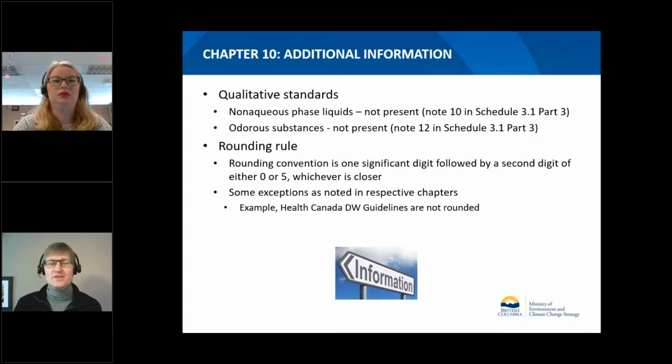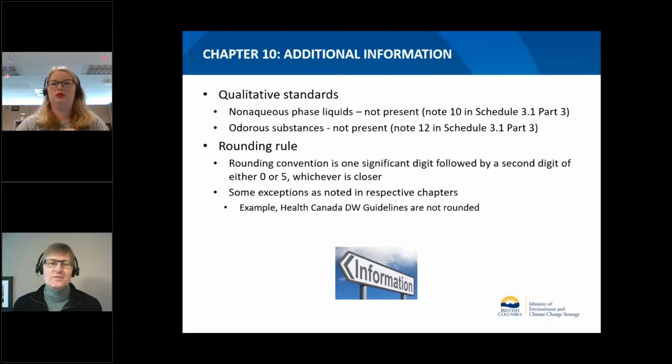As noted earlier in this presentation, qualifying information on the qualitative standards is provided in the schedule notes or footnotes at the end of the schedule. For non-aqueous phase liquids not present, the note indicates soil must be remediated so that non-aqueous phase liquids are not present in quantities in excess of that acceptable to a director. For odorous substances not present, the note is similar and indicates soil must be remediated so that odorous substances are not present in quantities in excess of that acceptable to a director. For both qualitative standards, what constitutes acceptable to a director is provided in Protocol 16, titled Determining the Presence and Mobility of Non-Aqueous Phase Liquids and odorous substances.